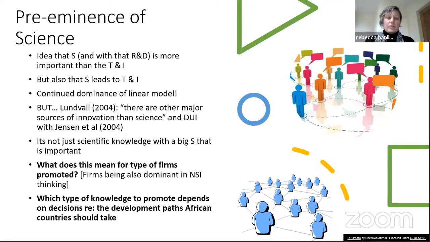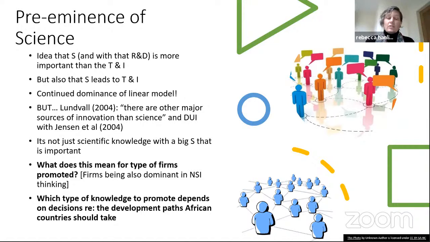But we know that there are, in fact, a range of different knowledges, and the context in which many of us live requires the recognition of these different types of knowledges. And so when we come to thinking about policy responses to development, to industrialization, we have to think about what knowledges are important and how these different types of knowledge impact on the type of firms that are promoted, for example. Firms, as Lilian said, are one of the key anchor points of national systems of innovation.